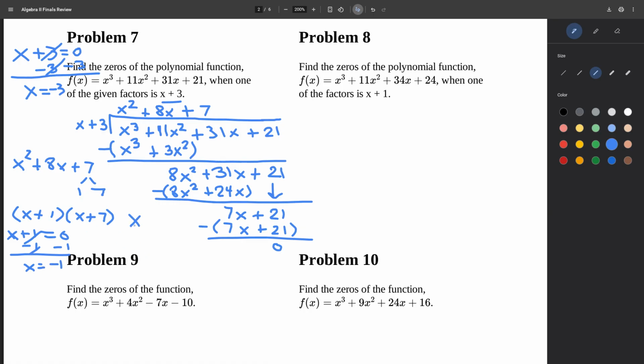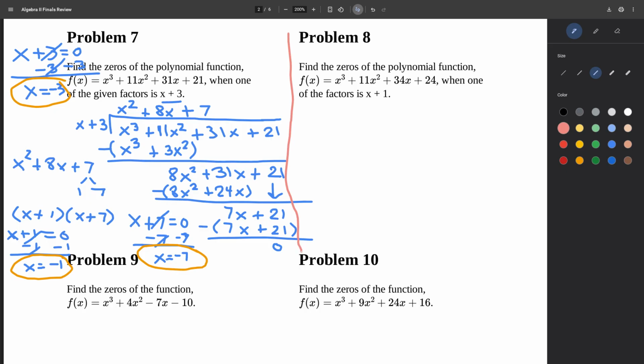And also set x plus 7 equal to 0. Subtract 7. We get x equals negative 7. So our 3 zeros are x equals negative 3, x equals negative 1, and x equals negative 7. All right, let's go on to problem 8.